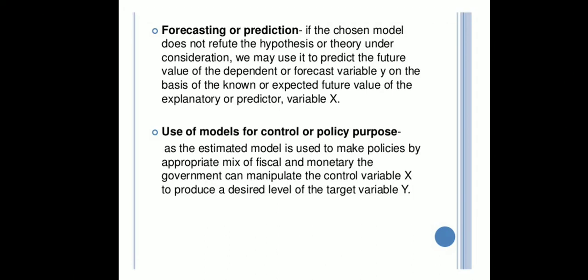If it is less than 1, we accept the hypothesis, otherwise we reject the hypothesis. If the chosen model does not refute the theory, meaning the value lies between 0 and 1, then we accept the theory under consideration and can use it to predict the future value of the dependent variable y, in this case consumption, or the forecast variable, on the basis of the known or expected future value of the explanatory or predictor variable x.